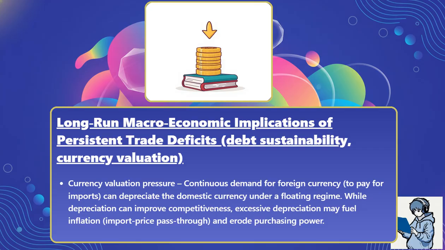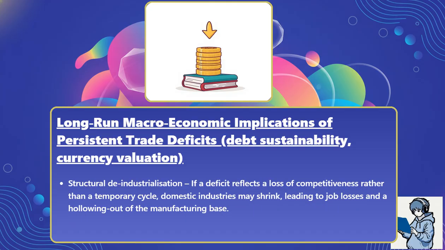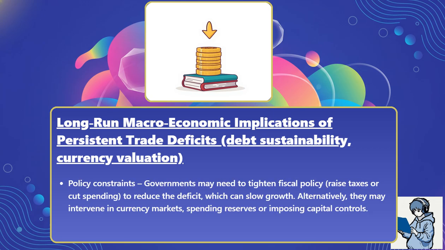While depreciation can improve competitiveness, excessive depreciation may fuel inflation, import price pass-through, and erode purchasing power. Structural deindustrialization. If a deficit reflects a loss of competitiveness rather than a temporary cycle, domestic industries may shrink, leading to job losses and a hollowing out of the manufacturing base. Policy constraints. Governments may need to tighten fiscal policy, raise taxes, or cut spending to reduce the deficit, which can slow growth. Alternatively, they may intervene in currency markets, spending reserves, or imposing capital controls.